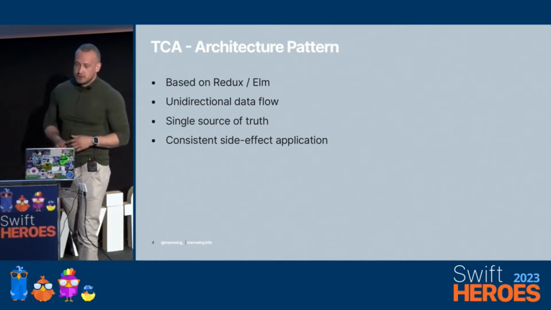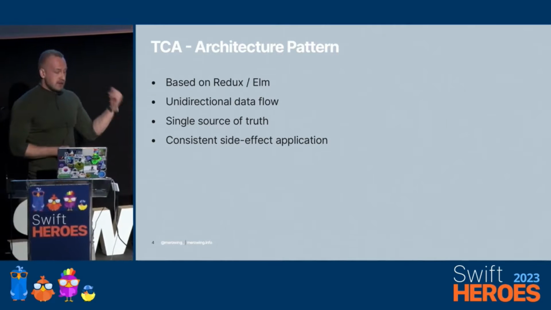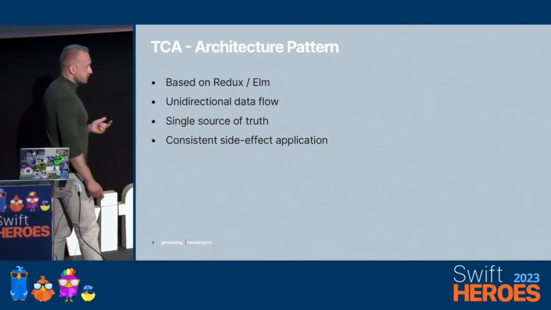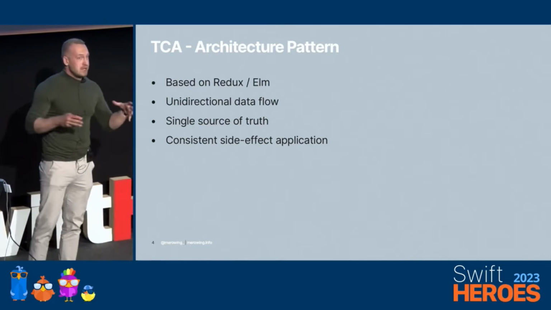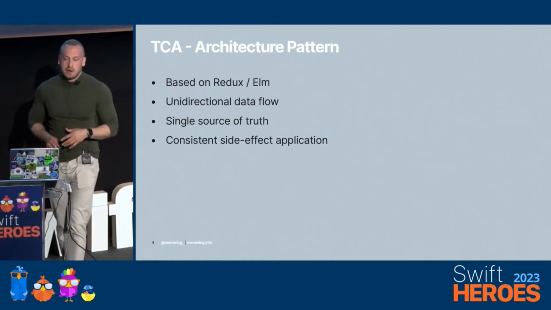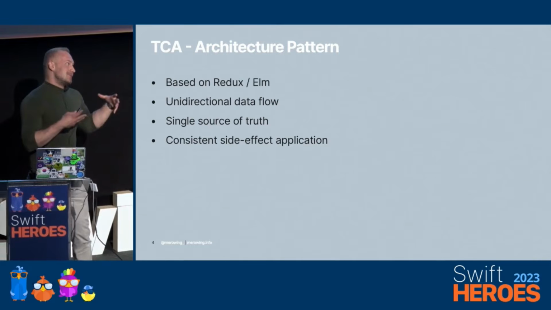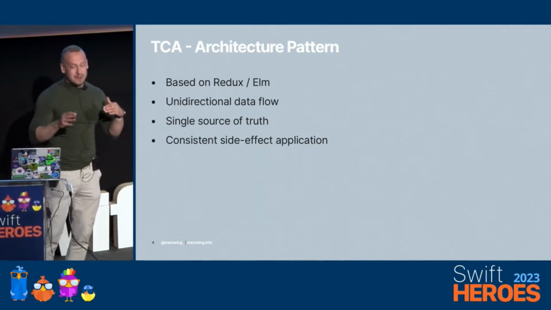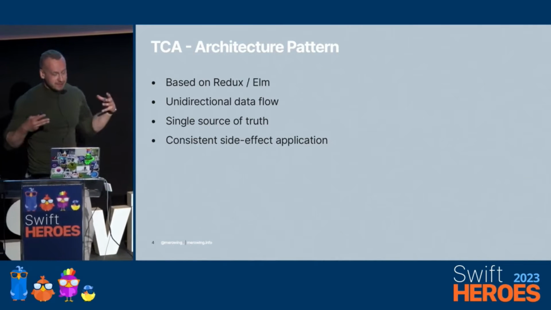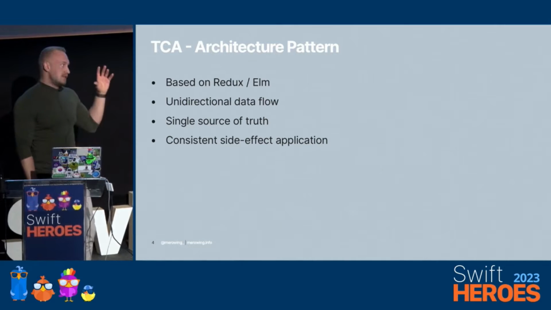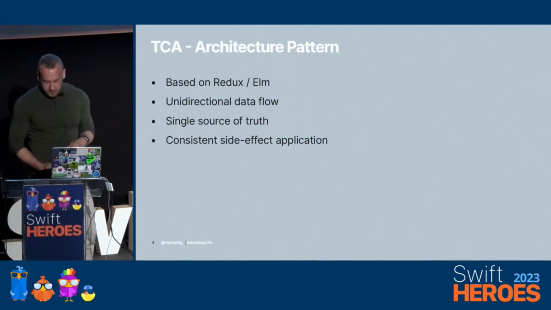I don't know if anyone is familiar with Elm, but basically it's unidirectional data flow. There's single source of truth, as Shai said, which is really important because most of the bugs in our applications are because there's mutable state, and so the way you synchronize state is really, really important. And TCA is very good at ergonomics and consistency across the whole code base.